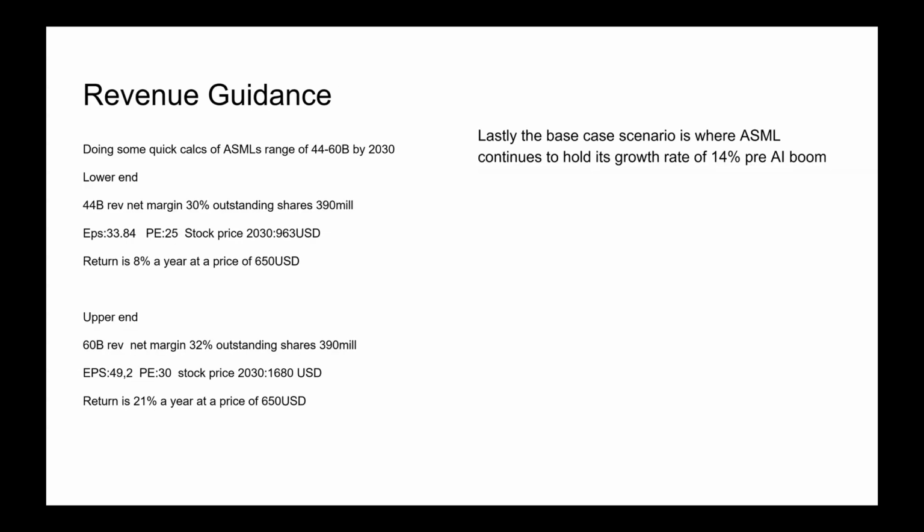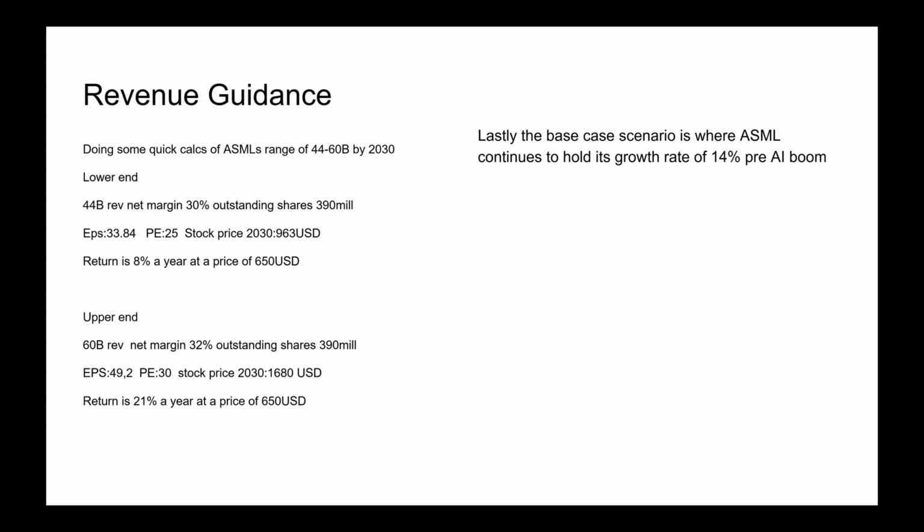So now let's look at the revenue guidance that they provided. The company actually provided a range of 44 to 60 billion by 2030. So let's do some quick calculations and predict what the stock price will be at the end of 2030. So using the lower range, $44 billion with a net margin of around 30% and an outstanding share count of 390 million, this means that the EPS of the company will be around 33 euros at the end of 2030. With a PE of 25, the stock price will be around 963 US dollars, which is around an 8% return at a price of 650 if you purchased it today.